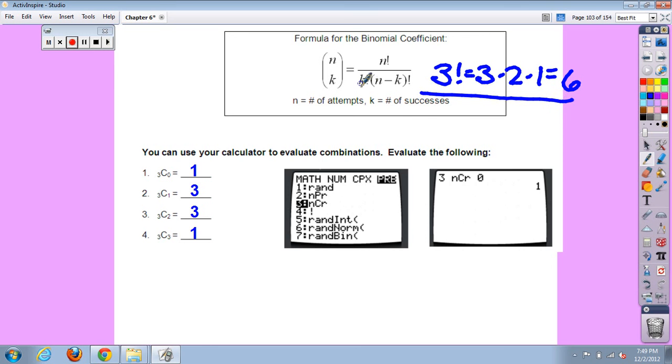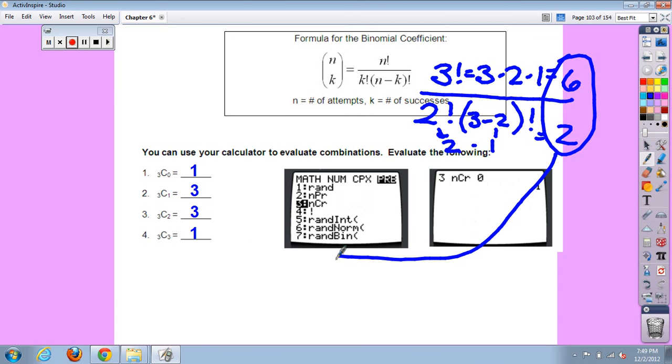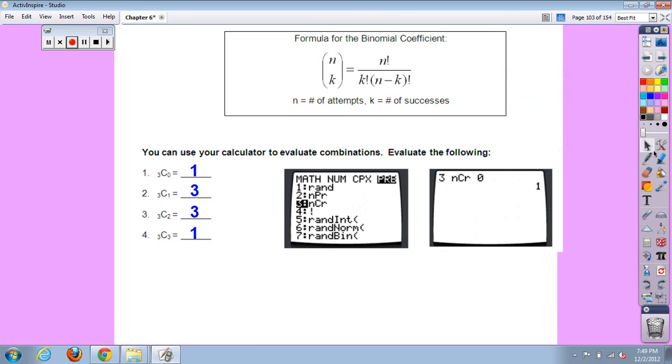And then I'm asking you to divide it by k factorial, where k is just your number of successes. So let's say I wanted to have 2 girls, and then I multiply it by n minus k factorial, so it'd be 3 minus 2 factorial. Well, 2 factorial is just 2, and then 3 minus 2 is 1, and 1 factorial is just 1, and 2 times 1 is 2. So 6 divided by 2 is the 3 that we have there. Okay, you can let the calculator calculate all the combinations that you want. You will not have to do them or show them by hand.